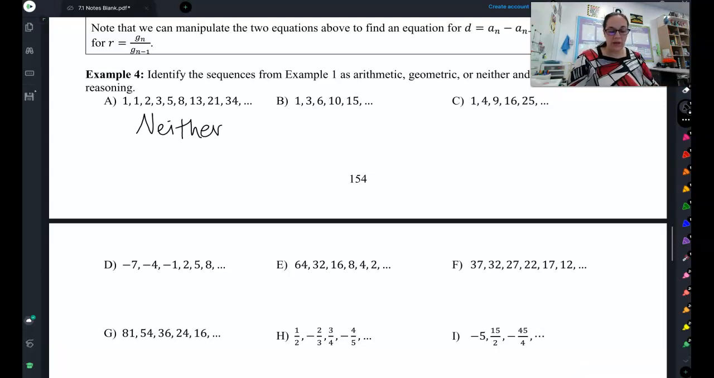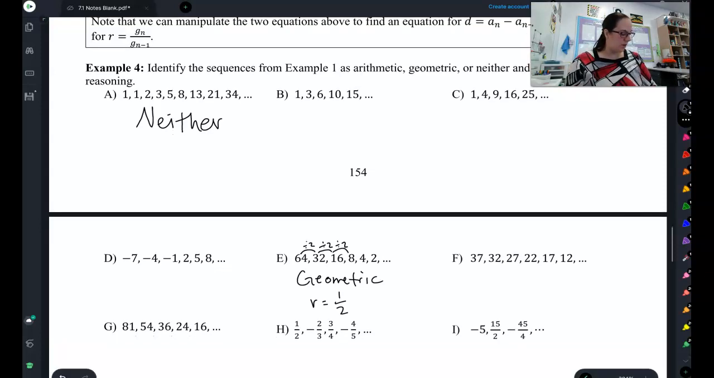However, if I look at E, this one we were dividing by 2 over and over, which we also talked about was the same thing as multiplying by 1/2. So this is geometric. And our R that we're multiplying over and over to get to the next term is 1/2.